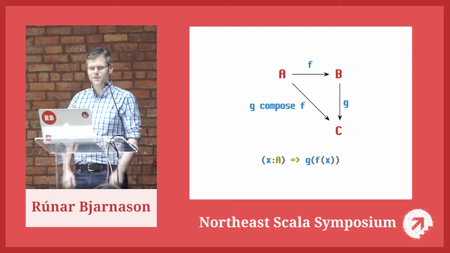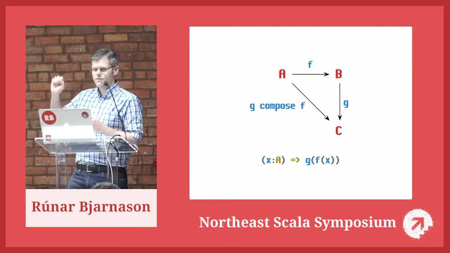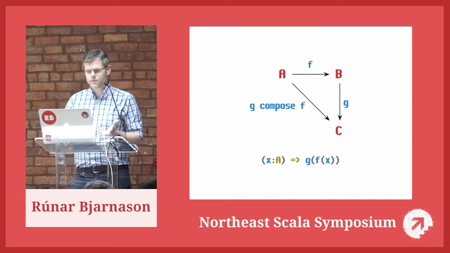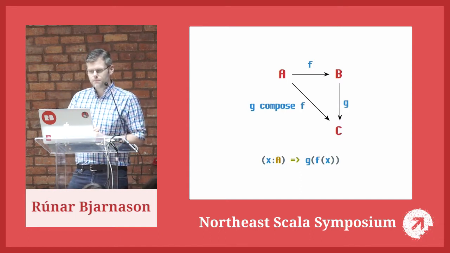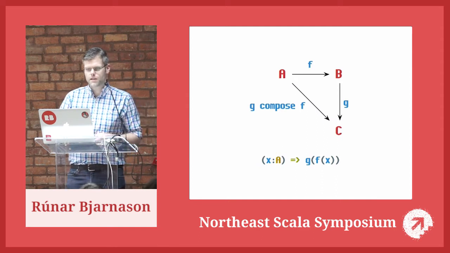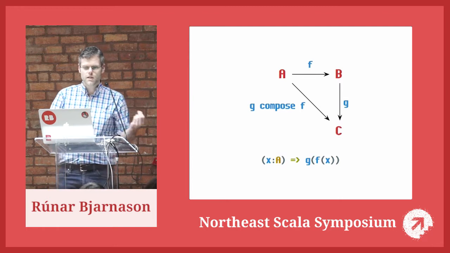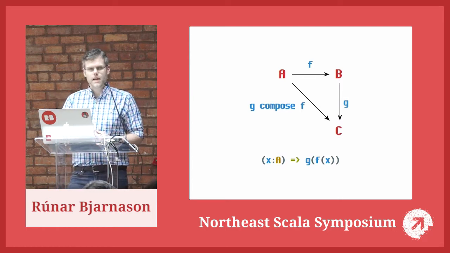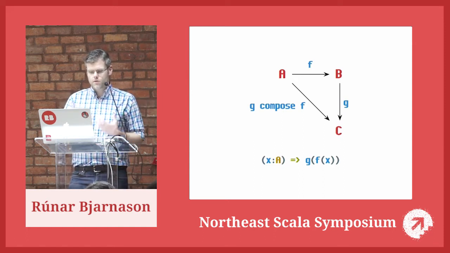Okay, here we go. The situation is we have a function f that goes from A to B. A, B, and C are types here in Scala. So we have a function f that goes from A to B, and a function g that goes from B to C. Then we have a composite function, g compose f, that goes from A to C, right? And the definition of that is just lambda of x, which is of type A, goes to g of f of x, right?